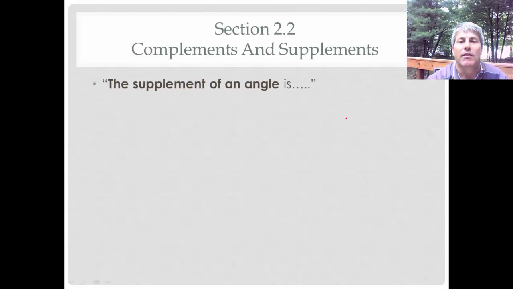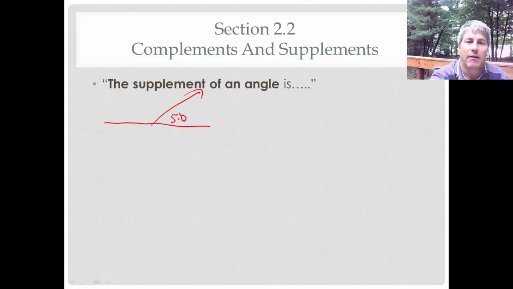Now the expression, the supplement of an angle is. Well, again, I have two angles, and if one angle is 50, we can probably figure out what the other angle is. You're going to do that math in your head, and hopefully you got 130, but you did, well, that's going to be 180 minus 50. So the supplement of the angle on the right, the 50, is 180 minus 50.